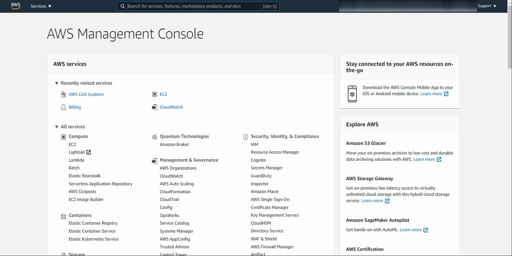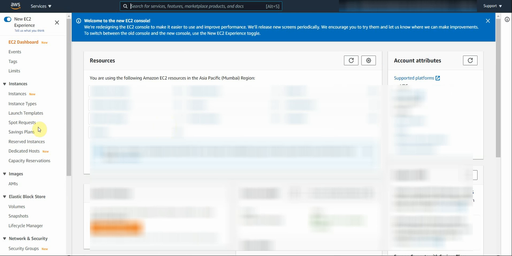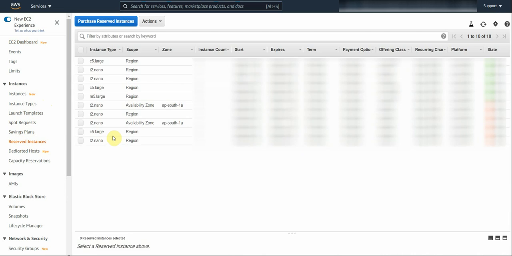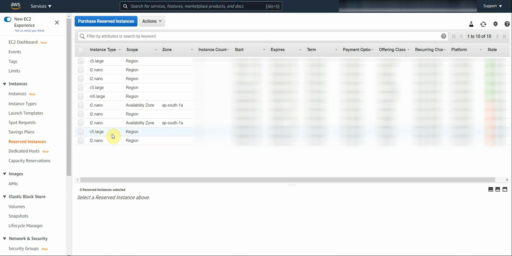Okay, now I'll go to AWS Management Console and I'll show you how we can purchase reserve instances. Go to EC2 service. Here you will see reserve instances link in instances. So you can purchase reserve instances from this link.